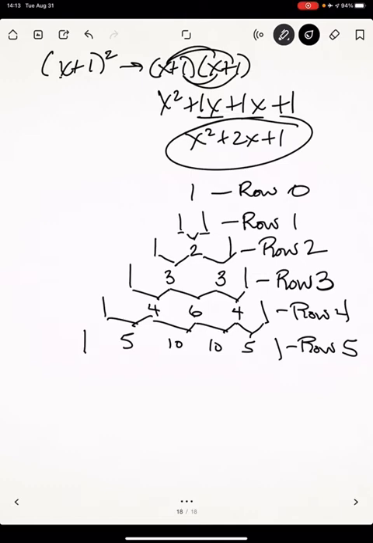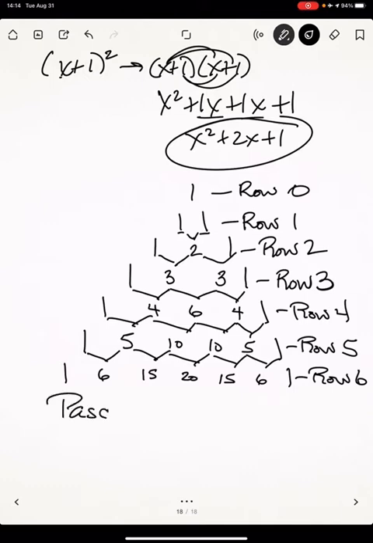And then the last one we're going to do is row 6, with 1 and 1. So 1 plus 5 is 6, 5 plus 10 is 15, 10 plus 10 is 20, 10 plus 5 is 15, and 5 plus 1 is 6. And therefore, we have row 6. I apologize for my drawing, but this should look like a triangle or a pyramid. This structure is called Pascal's triangle.